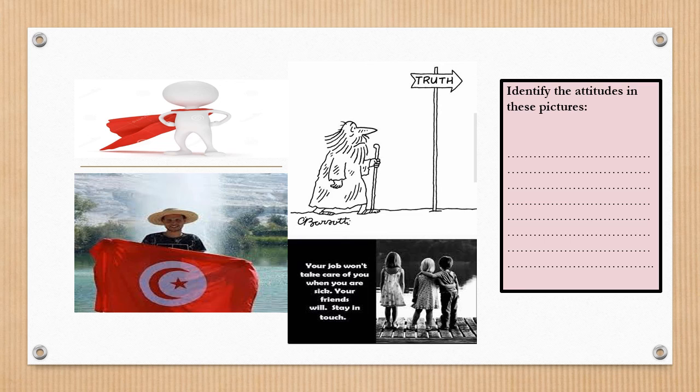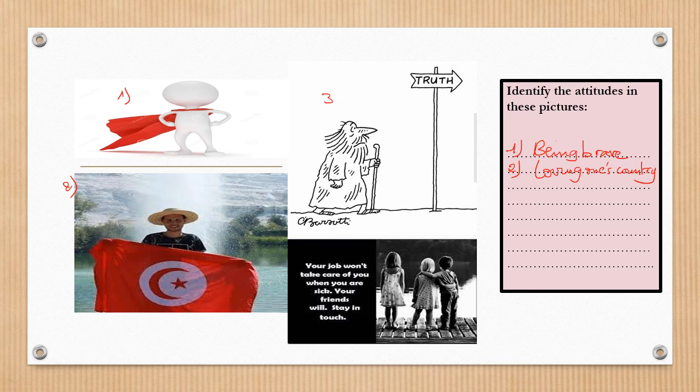So in this slide, we are going to identify the attitudes in these pictures. Let's look at picture number 1. This looks like a Superman, so the attitude here is about being brave or courageous and fearless. Okay? Picture number 2, we see this man holding the Tunisian flag. That's a sign of being patriotic, good.